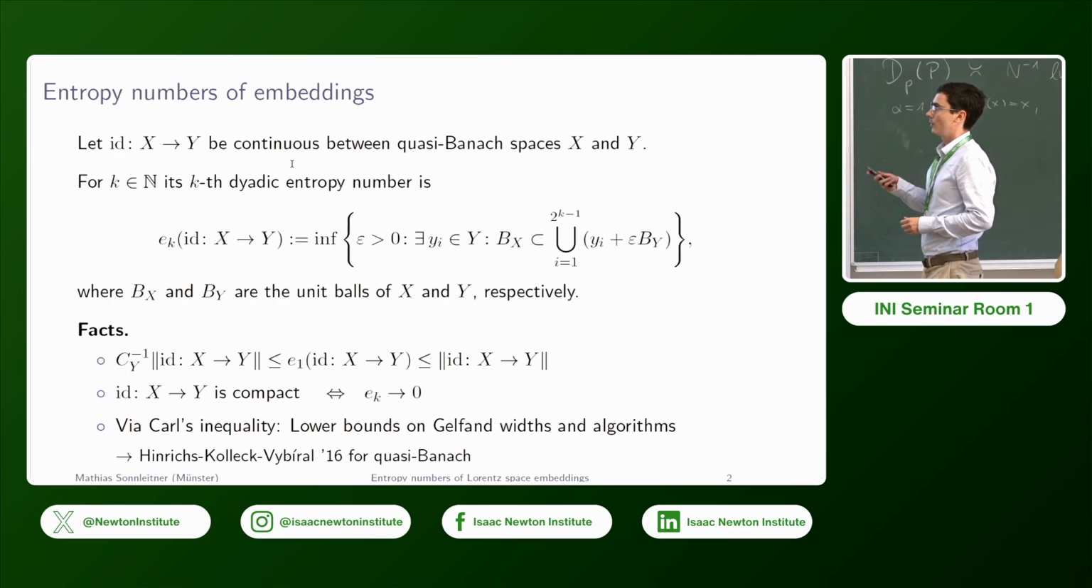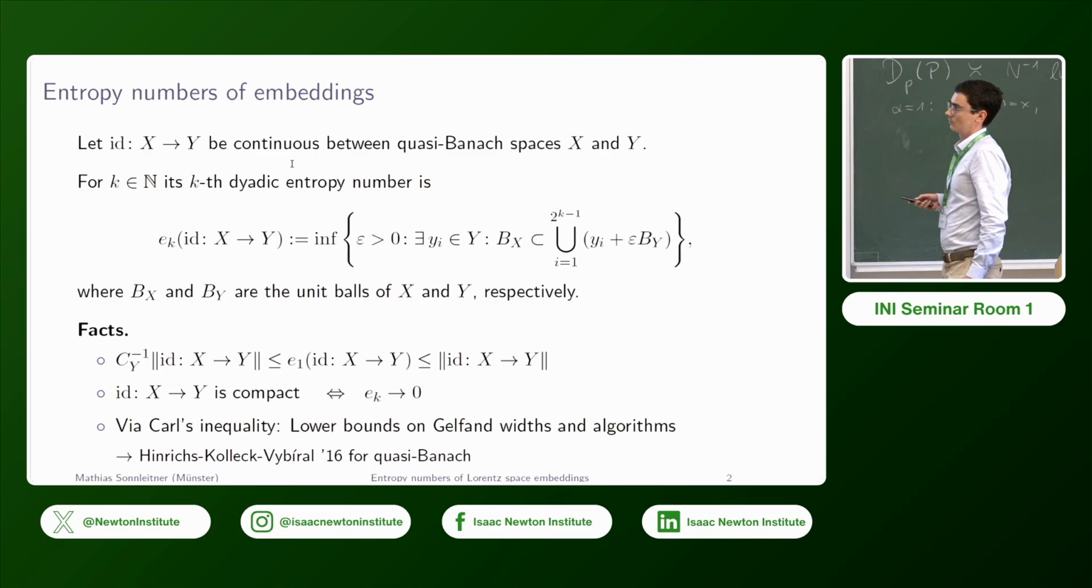And for a number k, we define the dyadic entropy number as follows. So we look at the minimal radius we can take so that we can cover our unit ball B_X by rescaled copies of B_Y, namely 2 to the power k minus 1 copies.